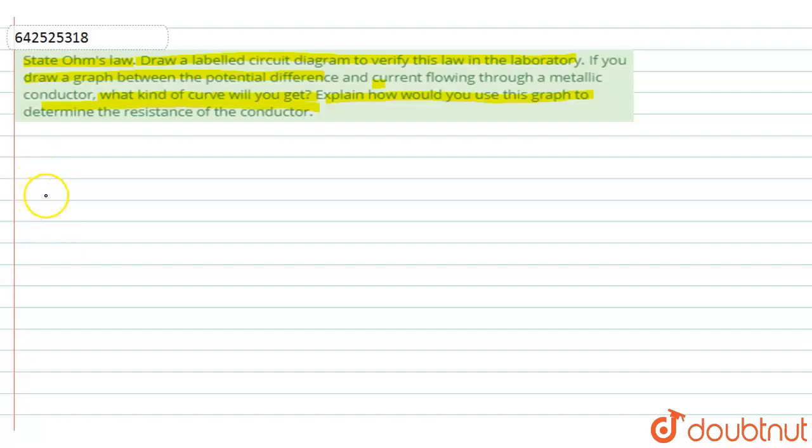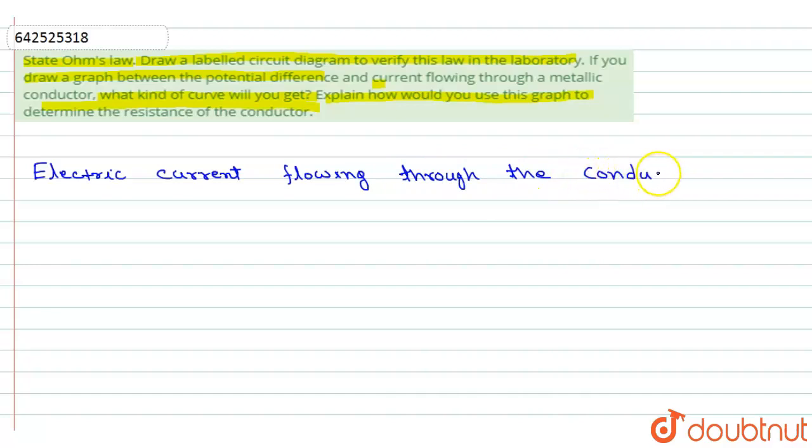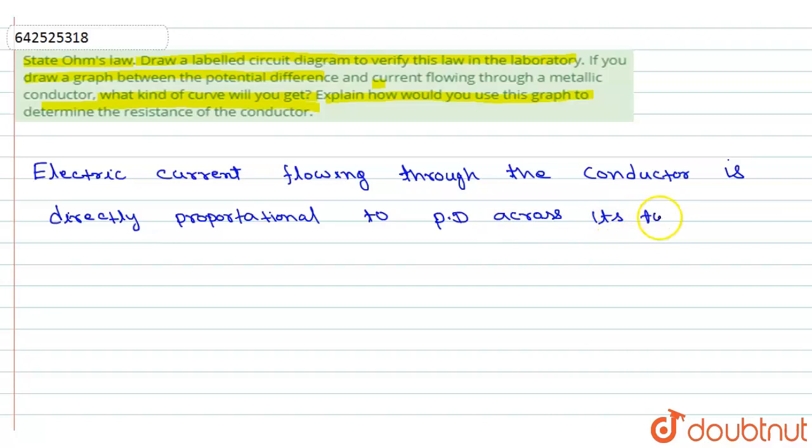From Ohm's law, we can write: the electric current flowing through the conductor is directly proportional to the potential difference across its two ends. So this is the statement of Ohm's law.